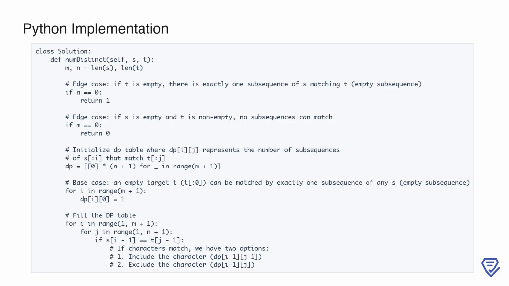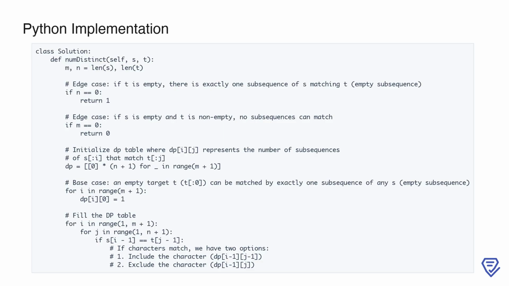Following that, we initialize a dynamic programming table DP, where DP[i][j] will represent the number of distinct subsequences of S[:i] that match T[:j]. To handle the base case, we note that an empty target string T can always be matched by exactly one subsequence of any prefix of S, the empty subsequence. As such, we set DP[i][0] to 1 for all i.